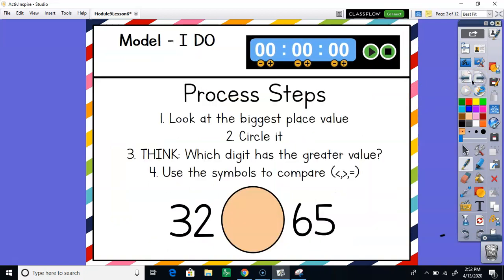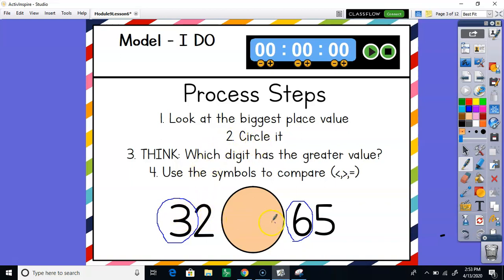So let's look at some process steps to help us compare two-digit numbers. Step number 1 is to look at the biggest place value. Sometimes you're going to compare numbers that are only one digit, like 5 and 3. At the end of first grade and the beginning of second grade, you're going to start comparing numbers that are 3 digits. So you always want to look at the biggest digit first. I'm going to look at this digit and this digit. The tens place is bigger than the ones, so I'm going to look at the tens place first.